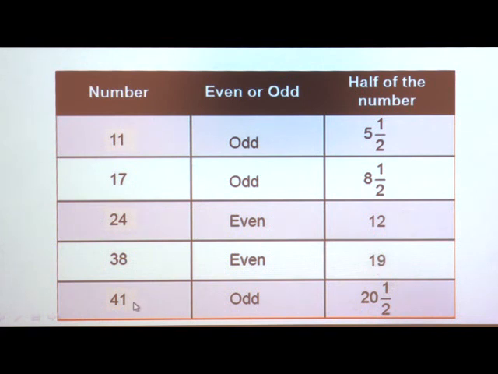41 is an odd number. Yes, you have to find the even number before 41, which is 40. So half of 40 is 20. So you write 20 and add 1 upon 2, that is 20 and a half is half of 41. So I have explained how to find half of an even number as well as half of an odd number, and I told you how to find it step by step. After having that practice, you can do it orally and you can jot it down in tabular form.